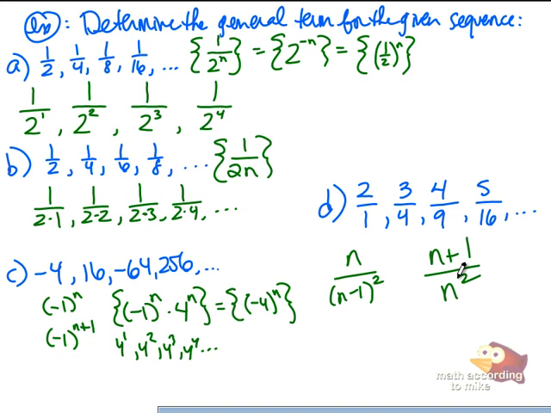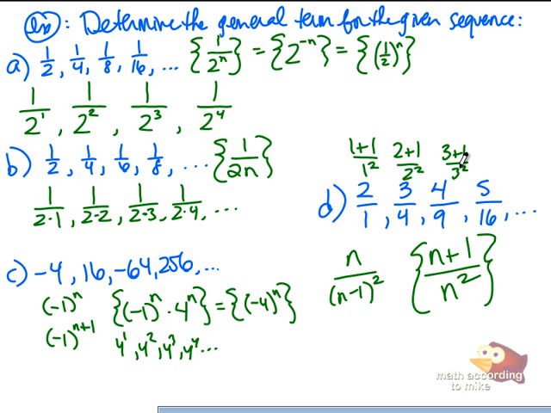Downstairs, we get 4. So notice all the denominators are perfect squares. That's why you should be thinking about squares. 1 squared, 2 squared, 3 squared, 4 squared. And then the numerator is the denominator, the original n plus 1. So this would be the correct thing. So again, this would be 1 plus 1 over 1 squared, 2 plus 1 over 2 squared, 3 plus 1 over 3 squared, so on and so forth.